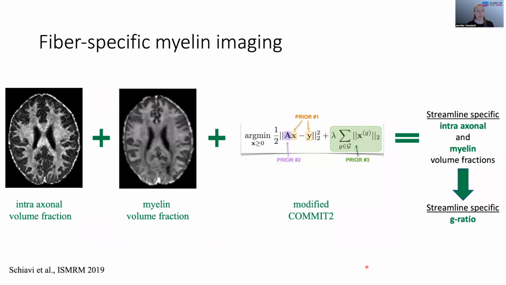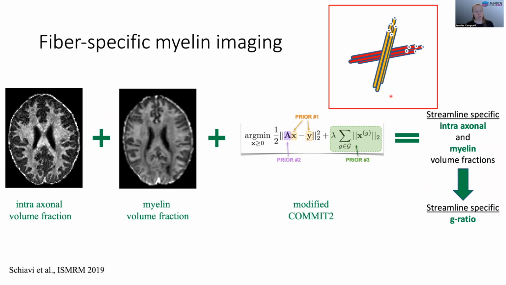And what Simona Schiavi has proposed is that we also use COMMIT to estimate a streamline-wise intra-axonal volume fraction, and then combine the streamline-wise intra-axonal volume fraction with the myelin volume fraction to compute a streamline-specific G ratio. And then we can map this back to the voxel level, and we'll have a G ratio for each fiber population in that voxel, if they're crossing, or even if they're not, provided they then diverge in the rest of the brain.